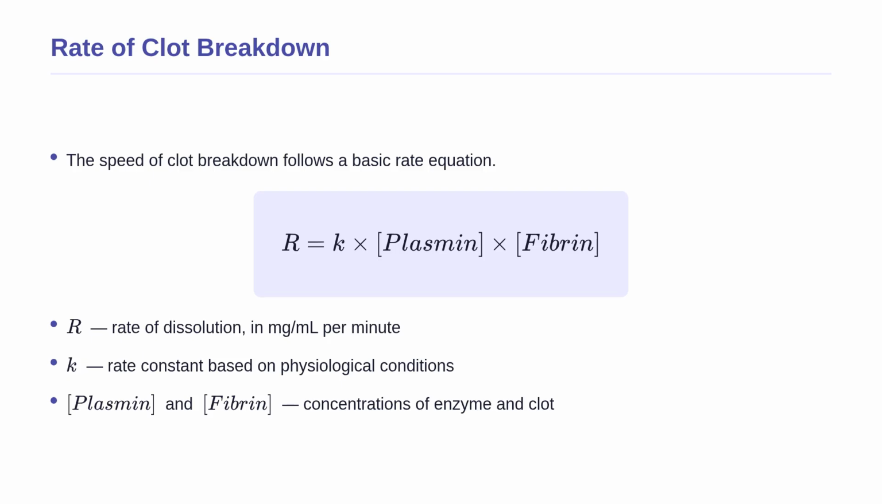R is the rate at which the clot dissolves. The letter K is a constant, depending on body temperature and blood pH. The brackets represent the concentrations of the active enzyme and the clot material. If you increase the amount of plasmin, the rate increases and the clot disappears much faster.